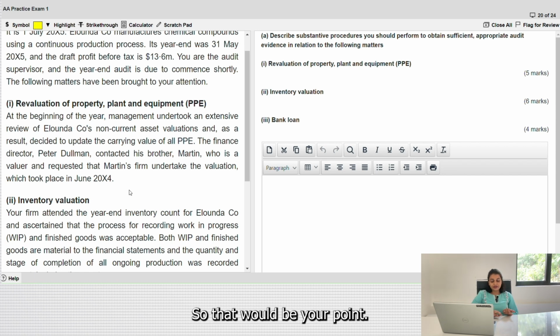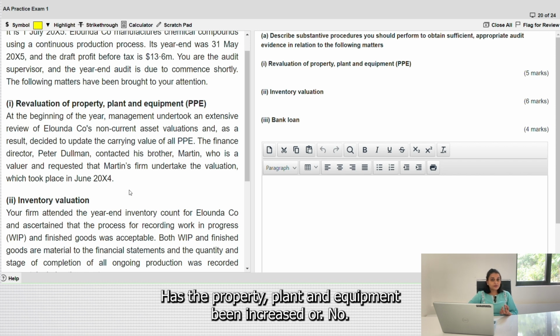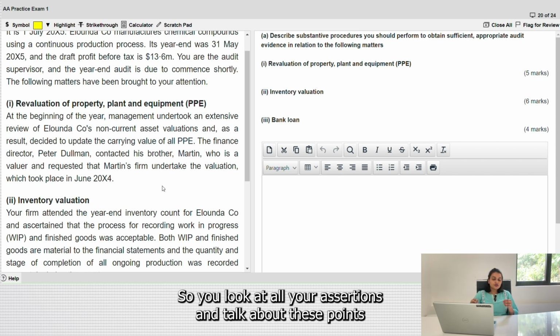So that could be your point. Then you can talk about accuracy, wherein you can say that whatever figures have been given by the valuer, the same value has the property, plant and equipment been increased or no. So you look at all your assertions and talk about these points.